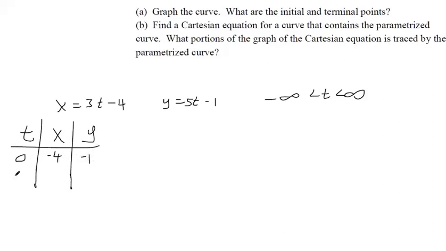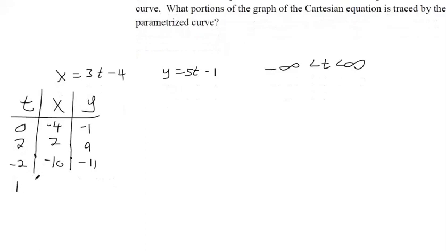And then try some other values, try some negative, try some positive. Let's plug in 2 for t, so we get 6 minus 4, so that's 2 for x, and 9 for y. Let's try a negative 2. We get negative 6 minus 4 is negative 10. Negative 10 minus 1 is negative 11. Maybe t equals 1. So that's going to be negative 1 for x. And then if I plug in 1 over here, 5 minus 1 is 4. So we've got some data points.